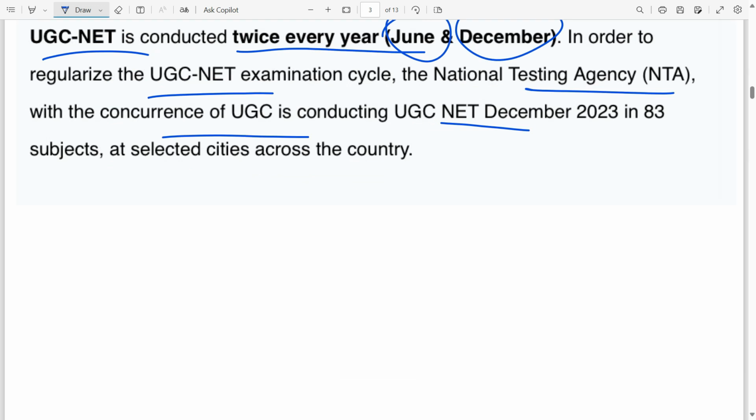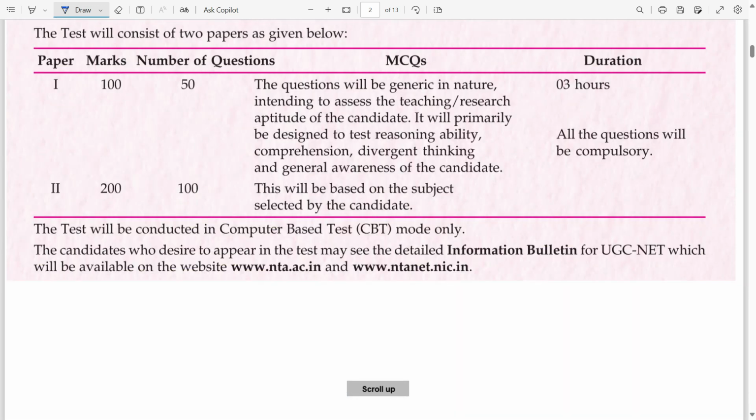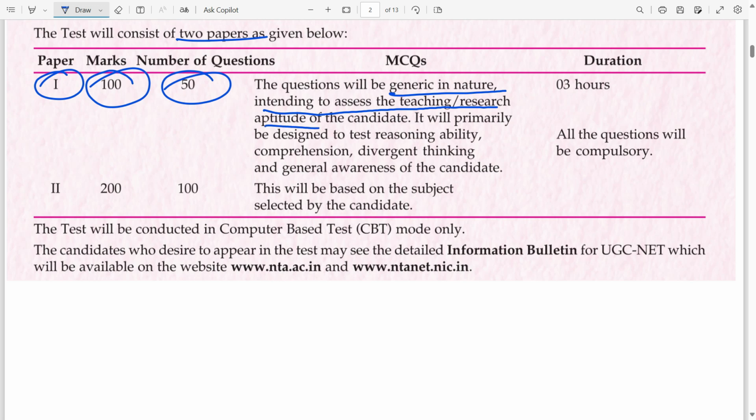Now, how these exams are being conducted and which papers come. If you see the test, two test papers are being given. First, paper 1: how many questions are coming? 50 questions, carrying 100 marks. The questions will be generic in nature, intending to assess the teaching and research aptitude of the candidate. It will primarily be designed to test reasoning ability, comprehension, divergent thinking, and general awareness of the candidate.